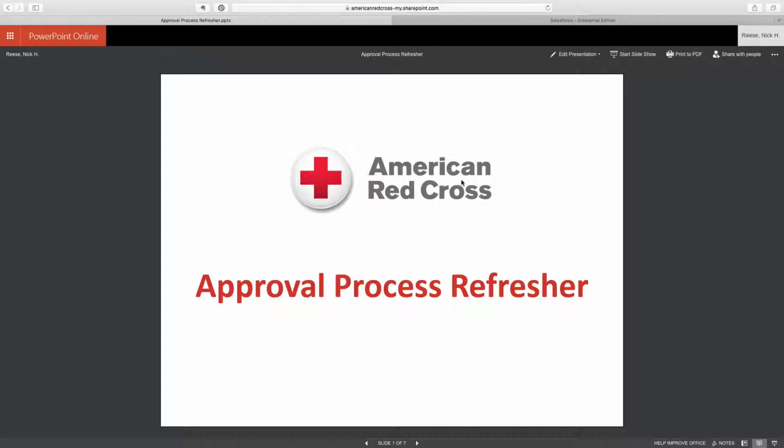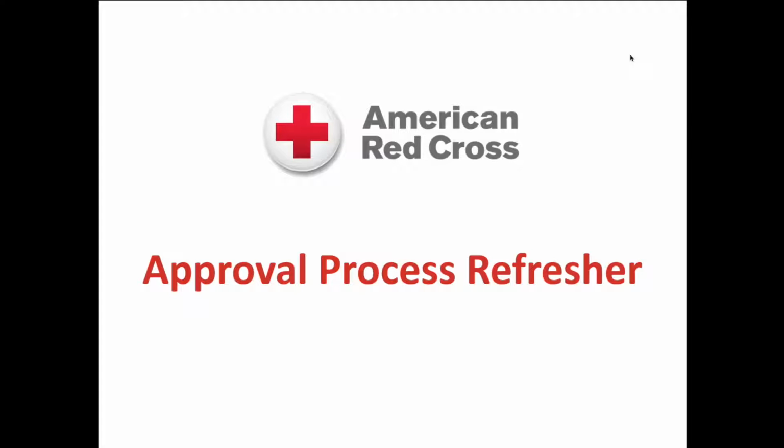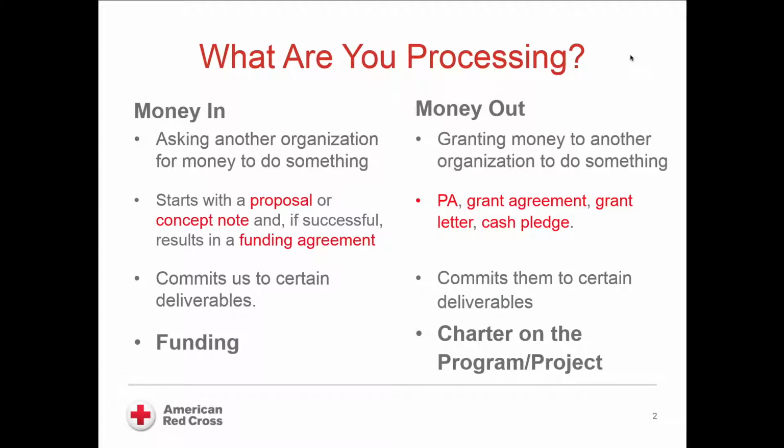There's been some confusion over both the process and where to actually go in ECOS to do various parts of the process. So I want to talk about that first. So what you're processing determines how you process it in ECOS, and this distinction between an agreement with a donor and an agreement with an implementing partner is very important.